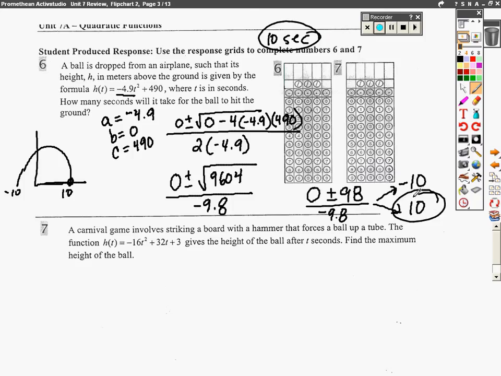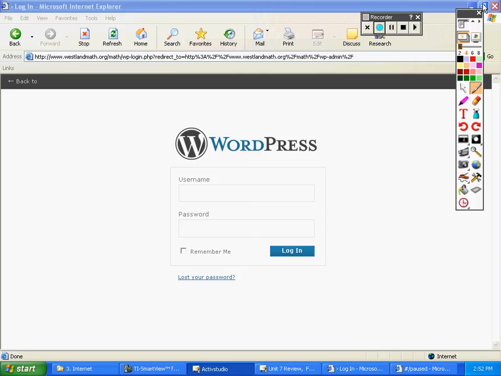All right. Last one: a carnival game involves striking a board with a hammer that forces the ball up a tube. This is the function that forces that ball up a tube. So you know it's going to be a parabola, and it gives the height of the ball after t seconds. Find the maximum height of the ball. So that's going to be this right here. So remember, I'm going to go onto my graph and type in -16x squared plus 32x plus 3, and I'm going to graph it.